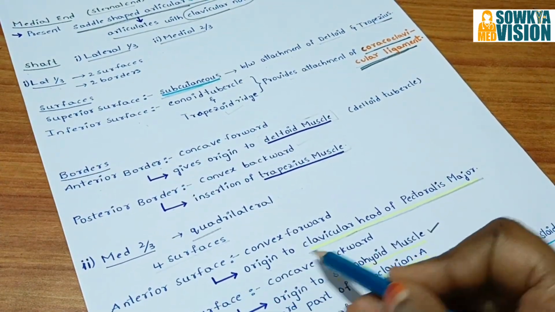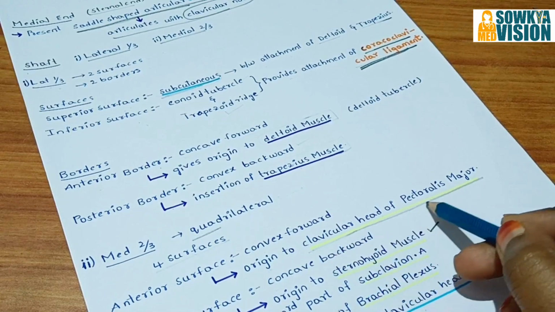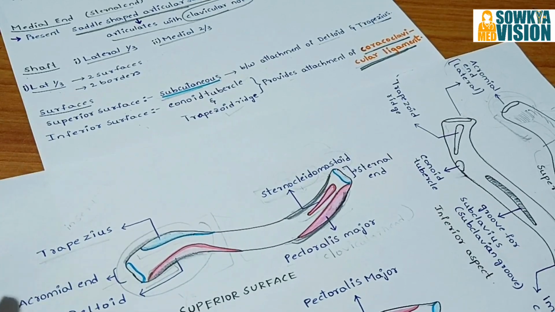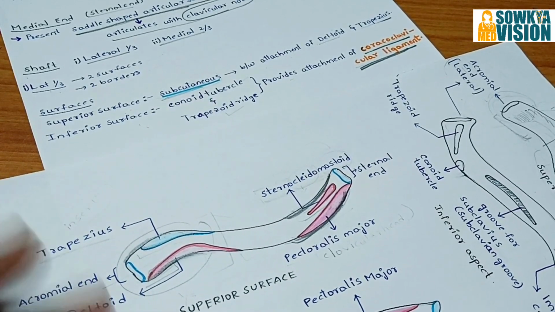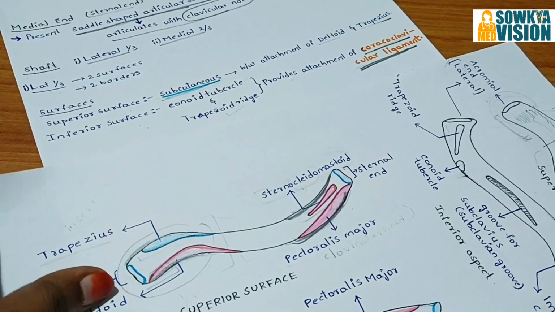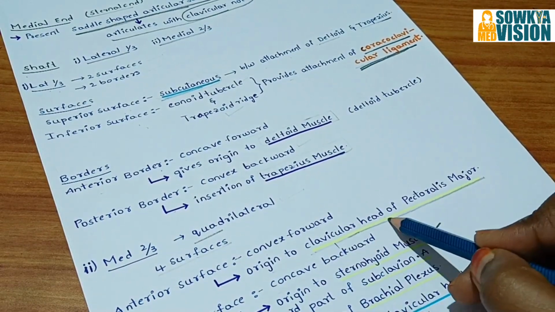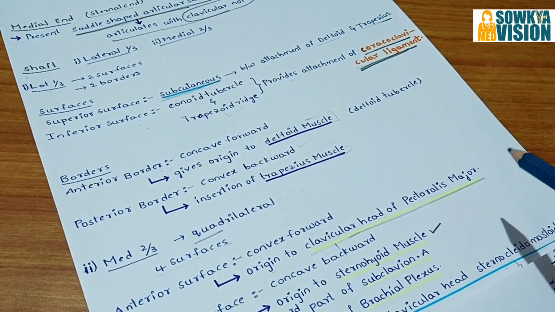So the anterior surface gives origin for the clavicular head of pectoralis major. What is pectoralis major? It is a major muscle in the pectoral region. There is another muscle, pectoralis minor. Okay, so you have to remember this, the origin of the clavicular head of pectoralis major.